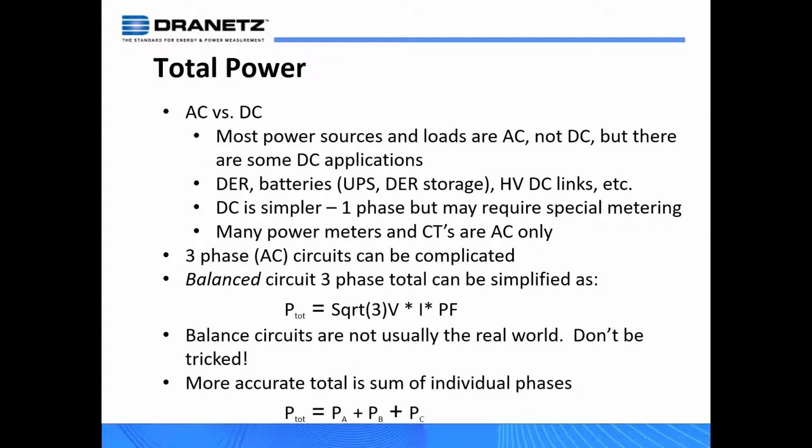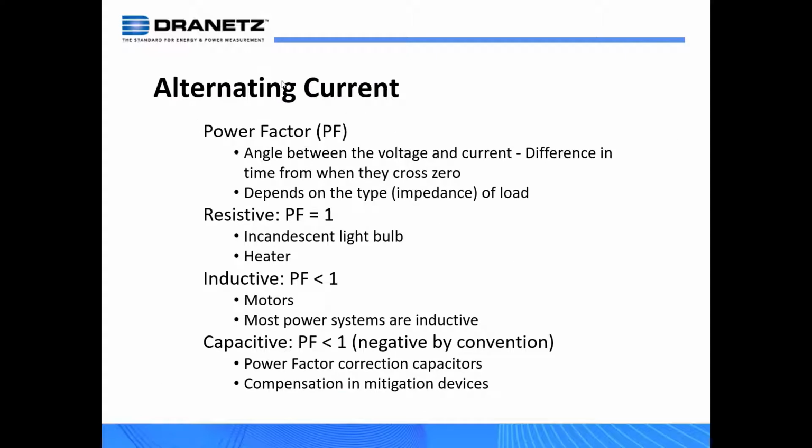Again, we are talking about alternating current, and it introduces some complexities based upon the impedance of the loads. That's really called the power factor, and the relationship between watts, VAs, and VARs are all tied together. The power factor is the angle between the voltage and the current.